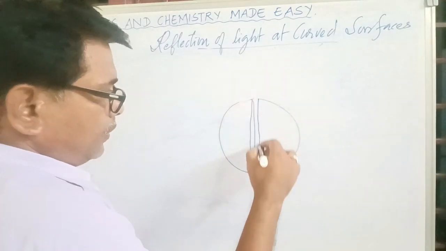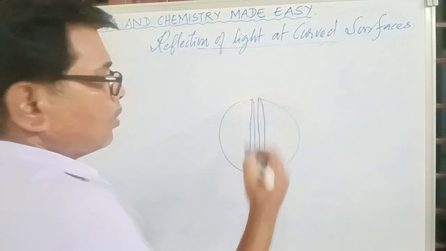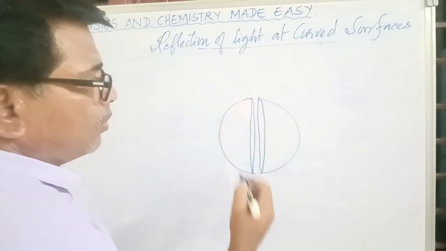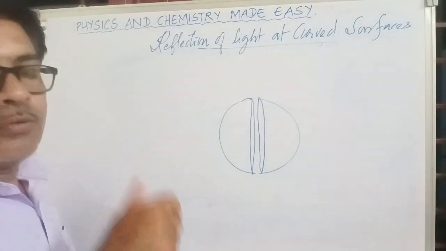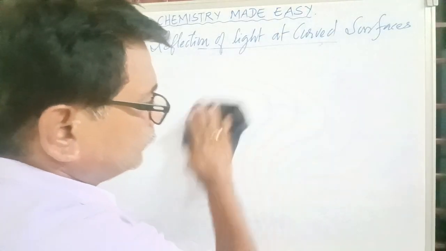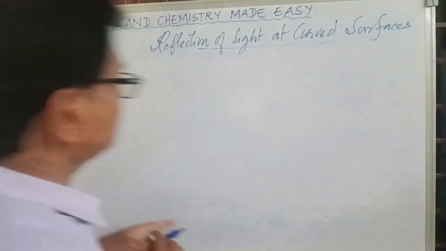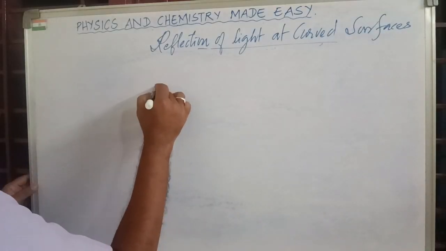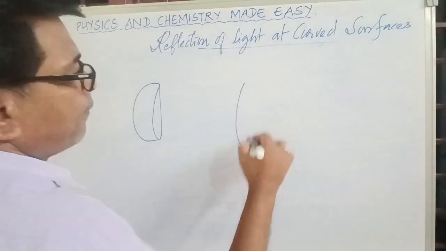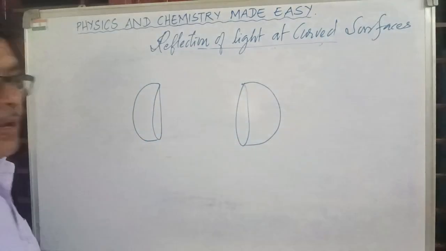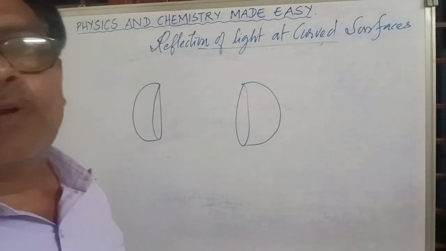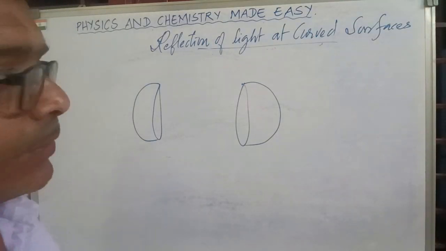This is one half and this is the other half. Imagine a football, a volleyball, a basketball, or a tennis ball. You are cutting it into two halves. Now what shall we do? Let us take those spheres and convert them into concave and convex mirrors.